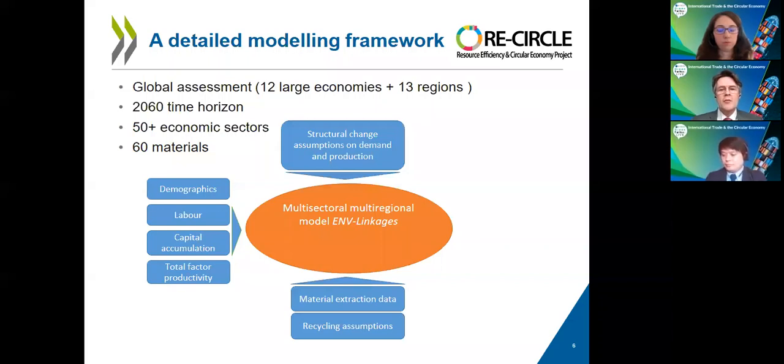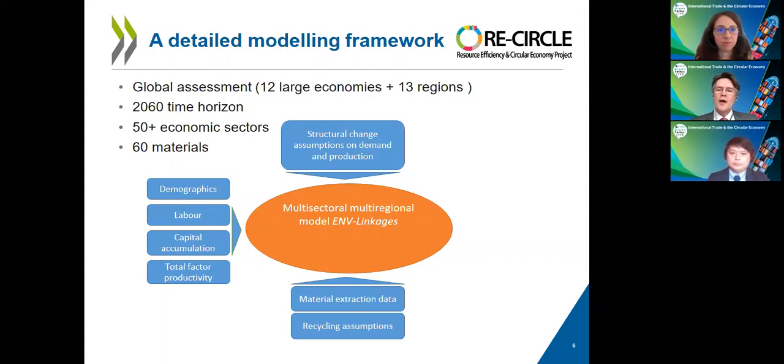So the way it works is that we have this big modeling tool, and it's an orange box, it's not a black box, but it brings together the different economic activities using a number of assumptions on specific drivers: on demographics, for example aging societies, on labor productivity, capital accumulation, total factor productivity, but also on structural change, the idea that industry is using more and more services as input for their production process, and households change their demand because they have a higher income, for example, and assumptions on materials extraction and recycling.